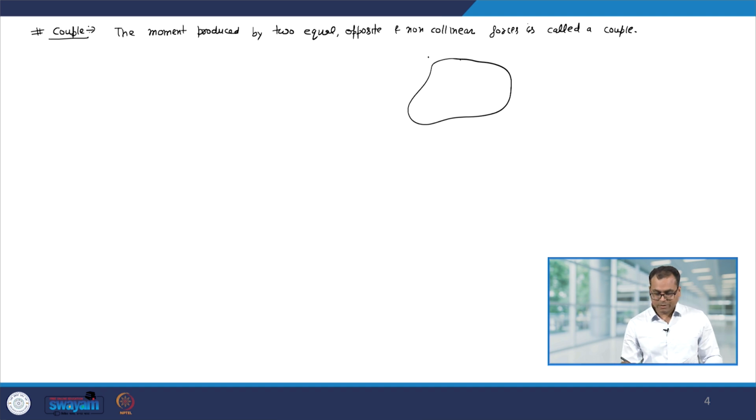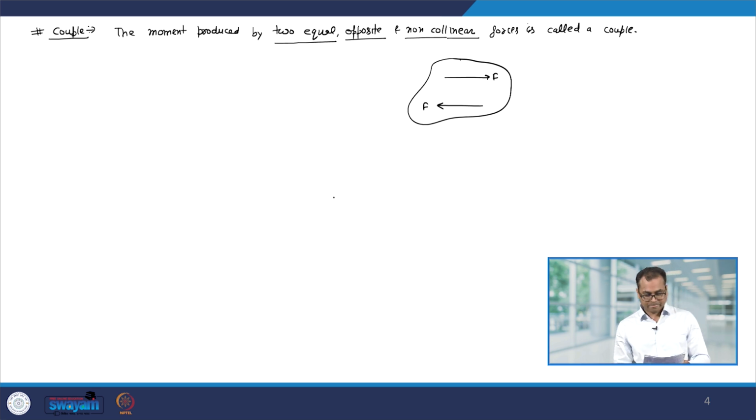Again, suppose I have a rigid body and there are two equal forces. So, let us say one force is this and the other force is this. So, these are two equal forces, they are opposite and they are non-collinear, that means they are not in the same line. Then the moment which will be produced by this kind of force, we will call it a couple. Okay. So, to formulate the problem, let us say the spacing between them is d and let us say you want to calculate the moment about a point O.